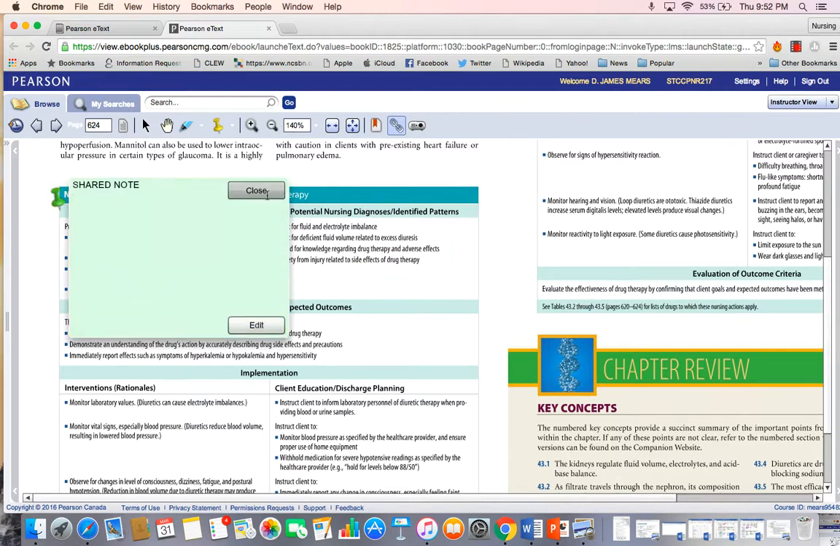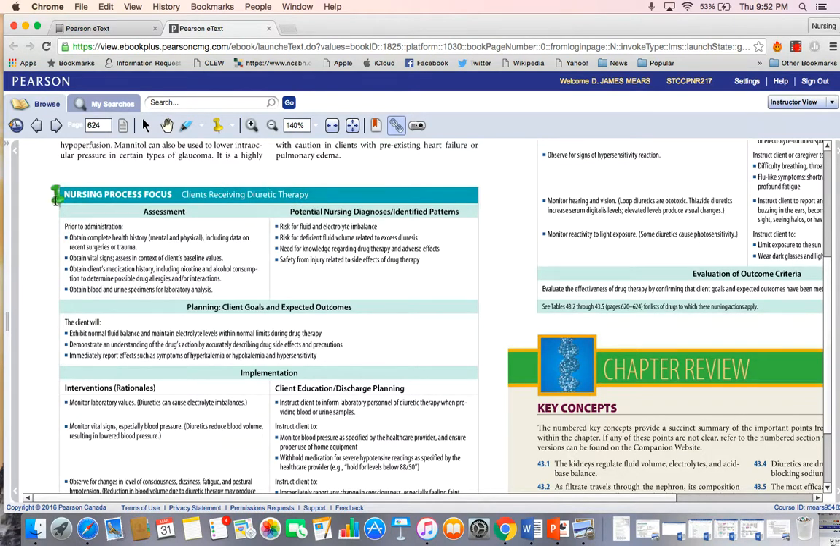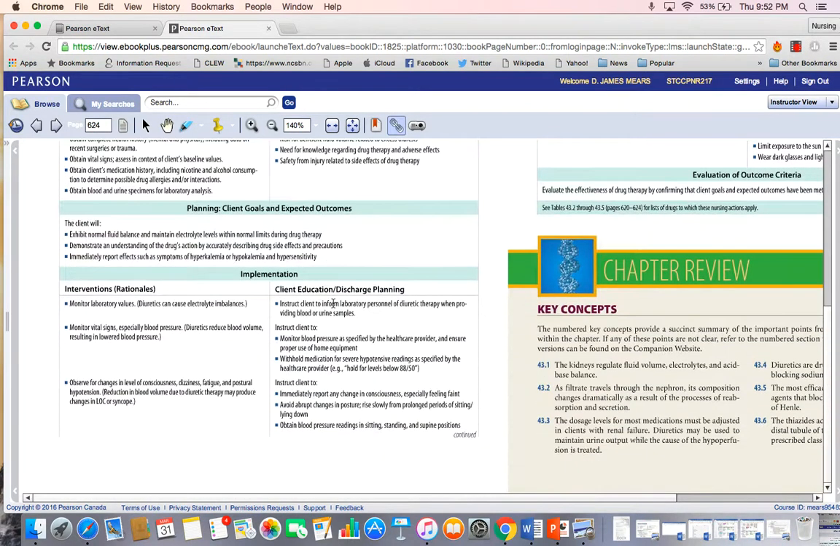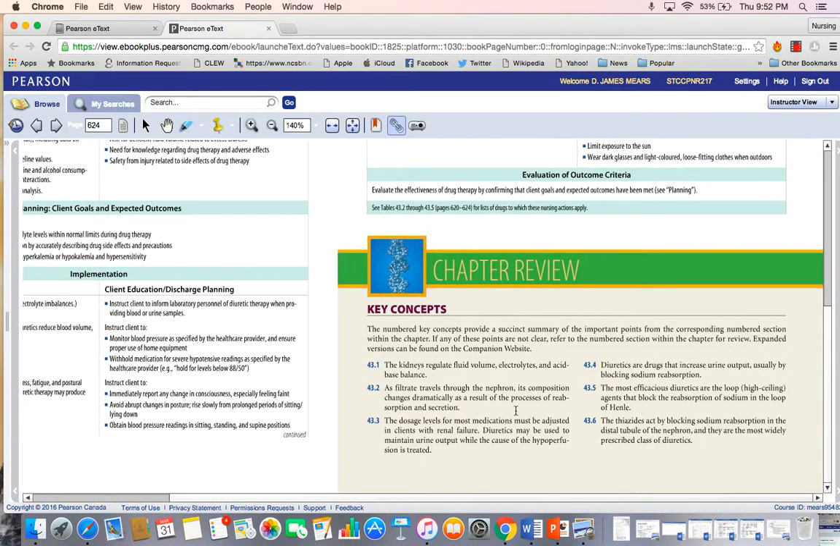Regardless of what diuretic they're on, this is really good information for you to commit to memory. Whether they're on a loop, thiazide, or potassium-sparing diuretic, a lot of this information is generic to all three. And then there are some points that are specific to potassium-sparing diuretics and specific to loop diuretics. So let's review the key concepts.